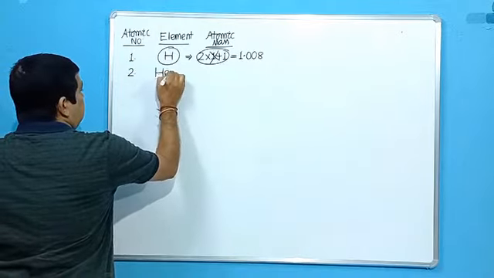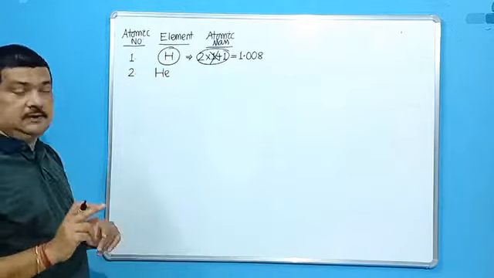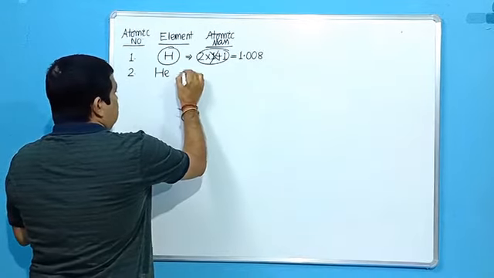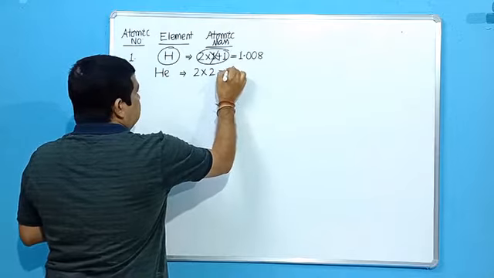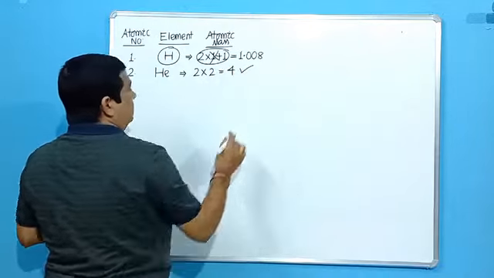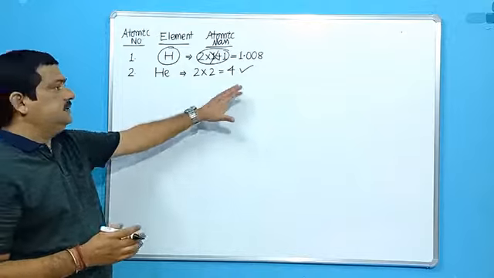Then 2. Helium, atomic number is 2. Z is equal to 2. It's an even one. So as per formula, what should be the atomic mass? Now 2 into Z, that means 2 into 2, that is 4. So I am putting a tick mark. That means it fits into the formula.